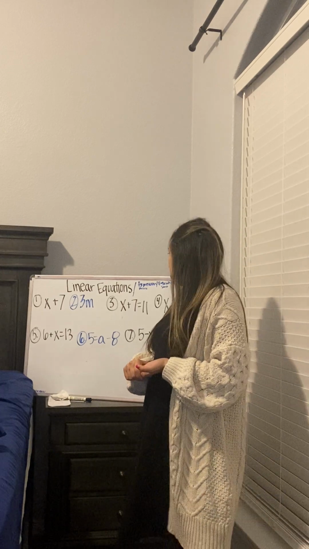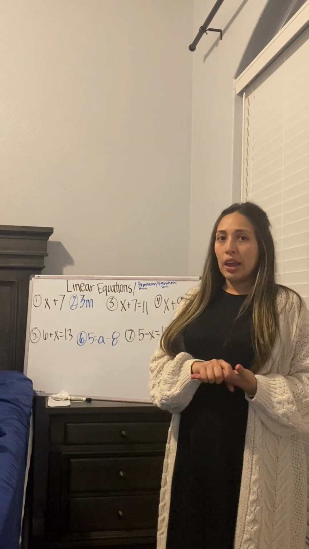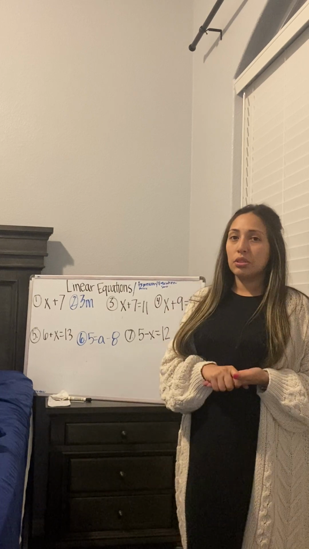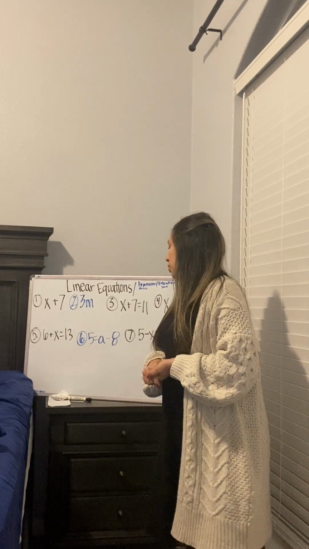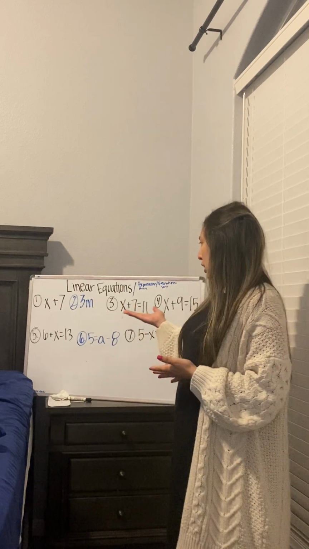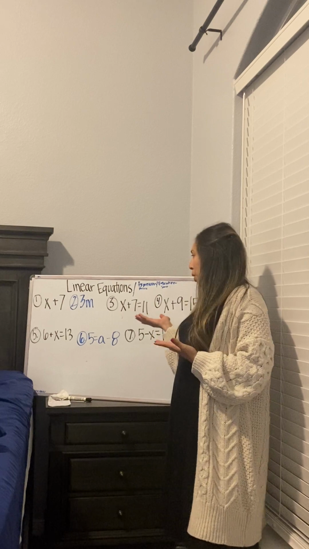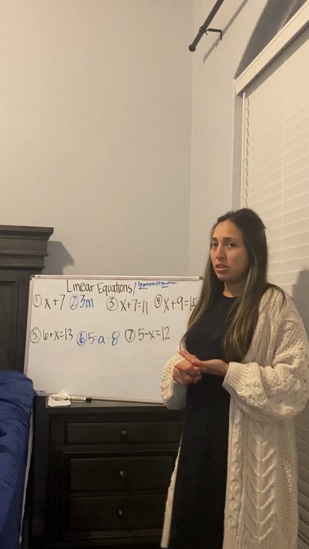A math expression is a math phrase. It has no equal sign and the variable can change. A math equation is a math sentence. It has an equal sign and the variable has an answer. So today, based on what I just told you, we should be able to look at these problems and say if they are expressions or equations.